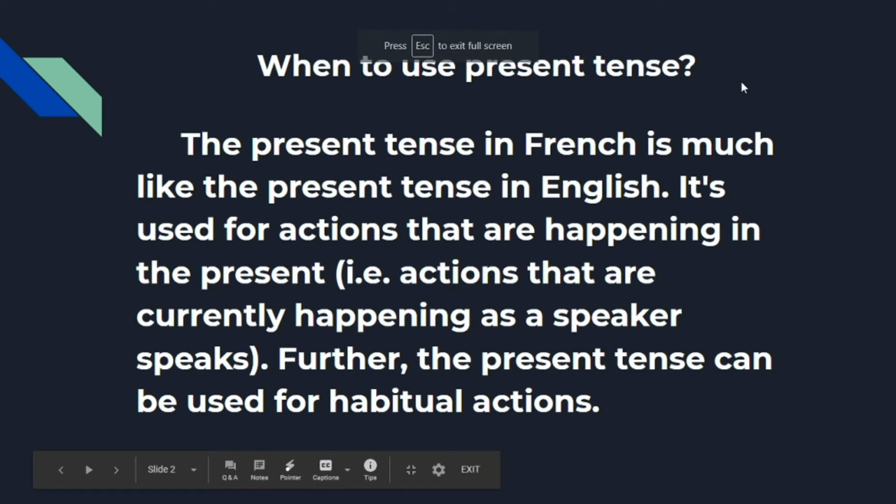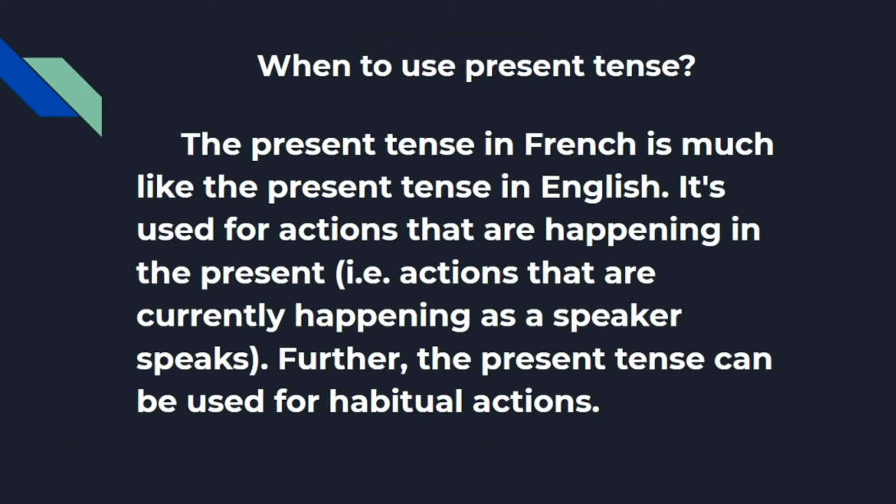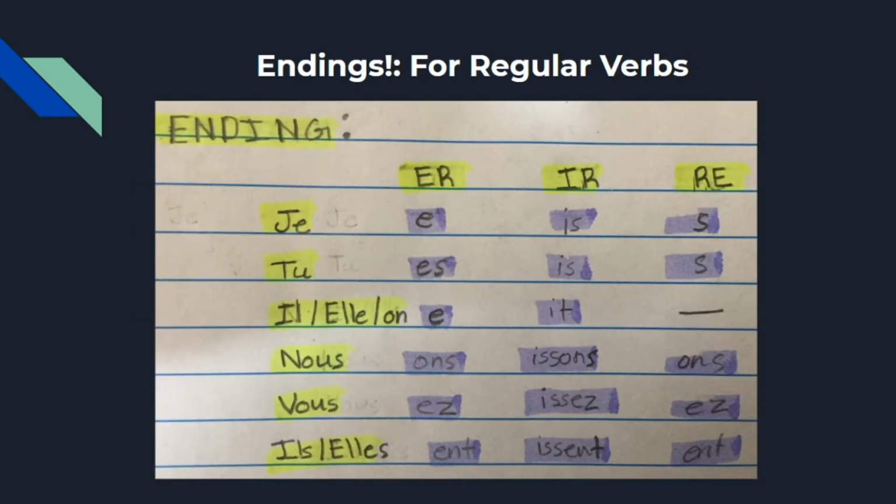When to use present tense. The present tense in French is much like the present tense in English. It's used for actions that are happening in the present, for example, actions that are currently happening as a speaker speaks. Further, the present tense can be used for habitual actions.